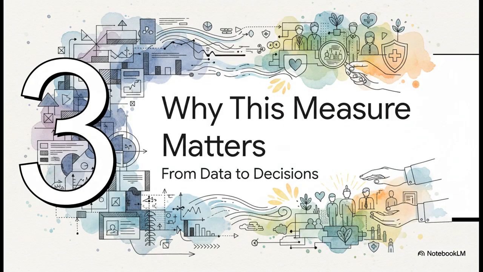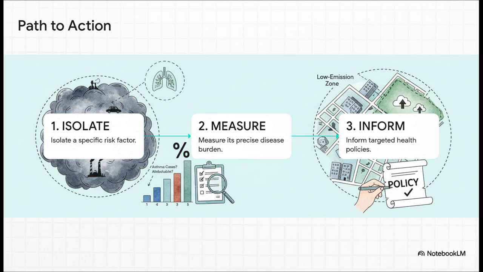Okay, so we've got the definition down. We've busted the myths. But so what? Why does this one number matter so much in the real world? Well, this is where the rubber meets the road, where data turns into decisions that can actually save lives. Attributable risk is basically this powerful 3-step engine for public health.